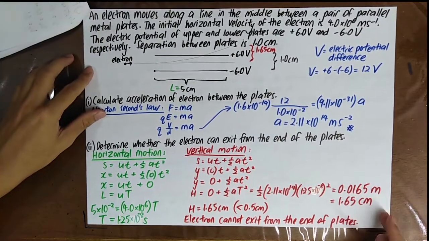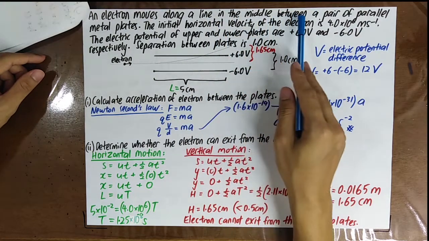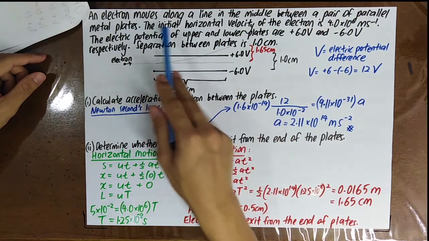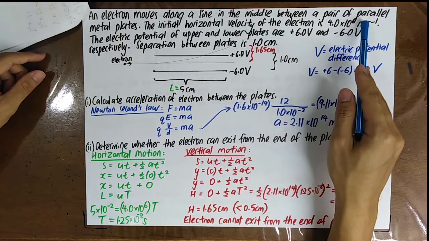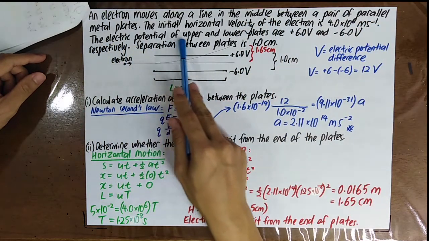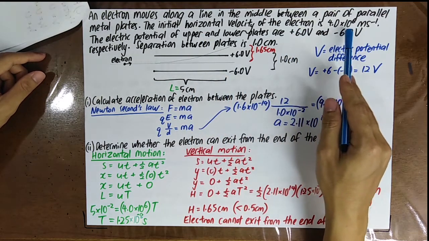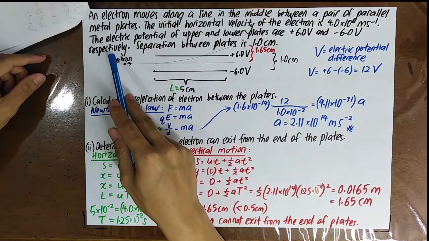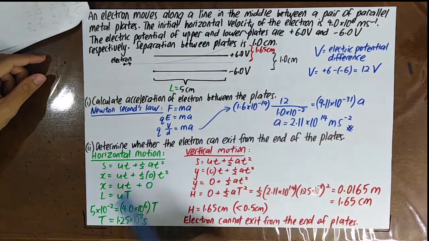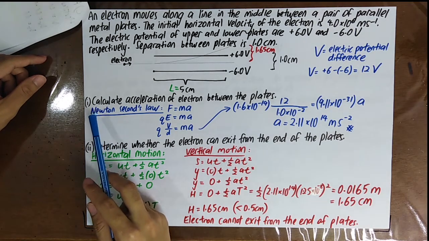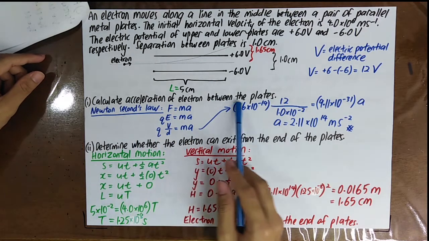Okay, another question. An electron moves along a line in the middle between a pair of parallel metal plates. The initial horizontal velocity of the electron is 4 times 10 to the power 6 meters per second. The electric potentials of the upper and lower plates are positive 6 volts and negative 6 volts respectively. The separation between the plates is 1 cm. The length of the plate is 5 cm. Please calculate the acceleration of the electron.